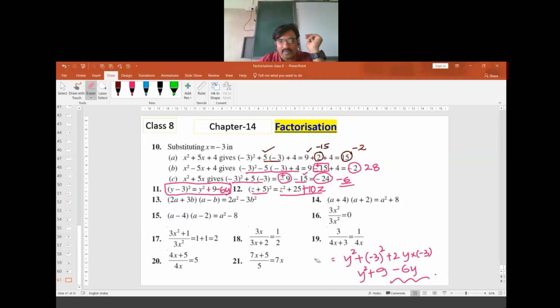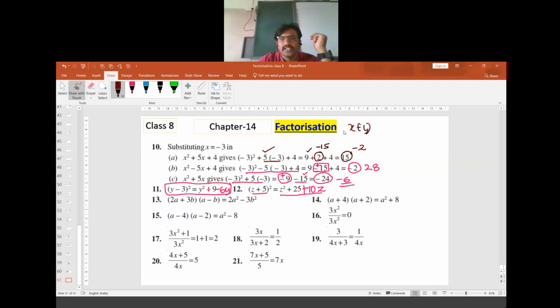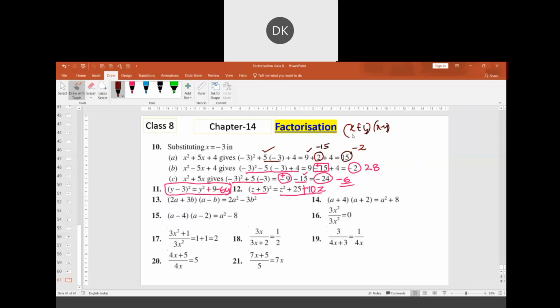So the identity cannot be used the same as 2a square minus 3b square. In the identity, we have something like this: x plus y into x minus y. Here, it is not the x term. It is the 2a term, no?